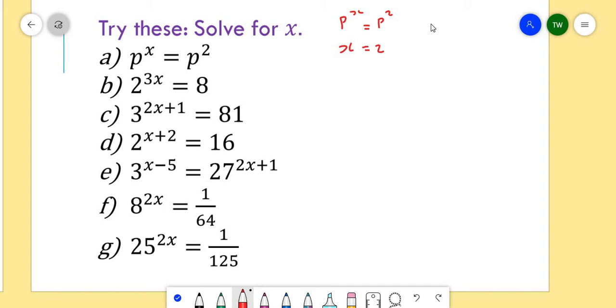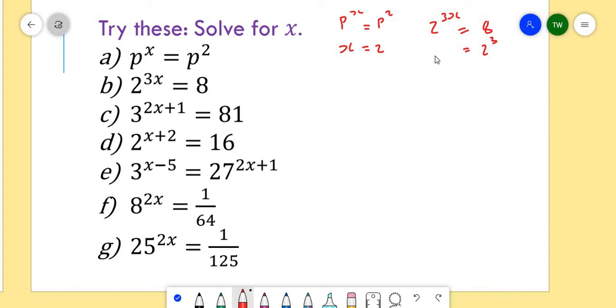Now for the second one, we have 2 raised to the power of 3x, and this is equal to 8. So at this stage, when you look at the equation, the base for the first term is 2, which means that we want to rewrite 8 with a base of 2. Now 8 with a base of 2 is just 2 to the third power. So if we rewrite 8 in index form, that would be 2 to the third power.